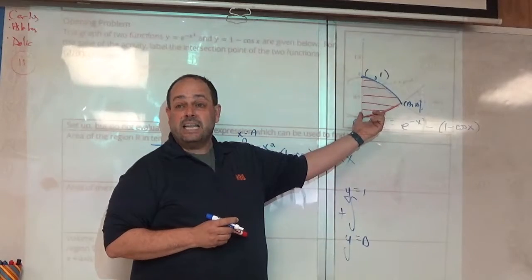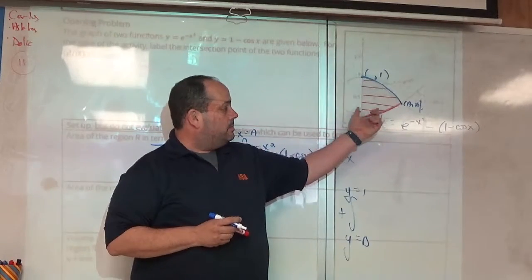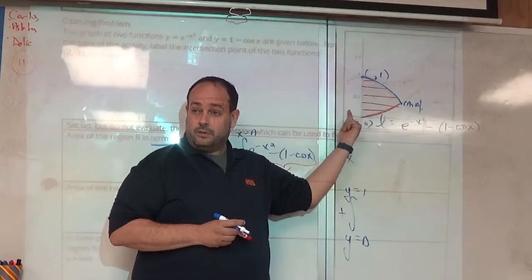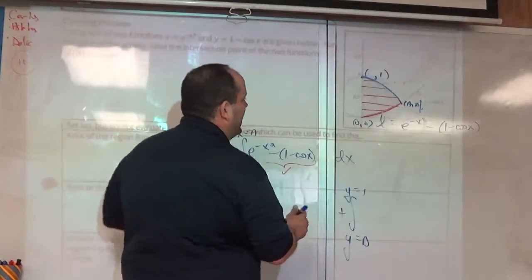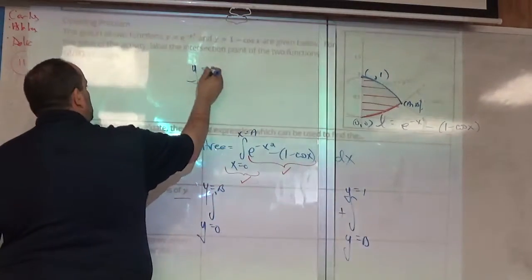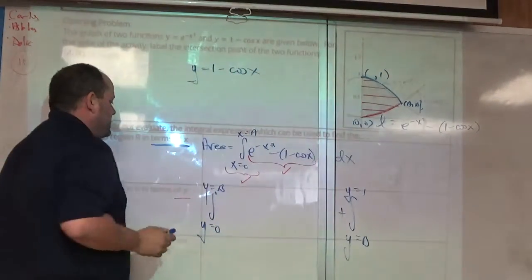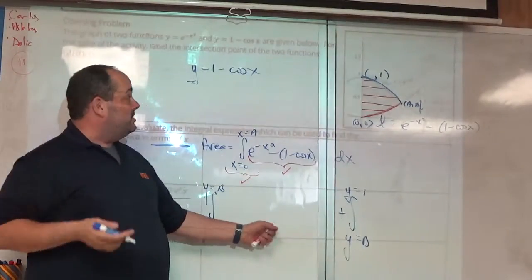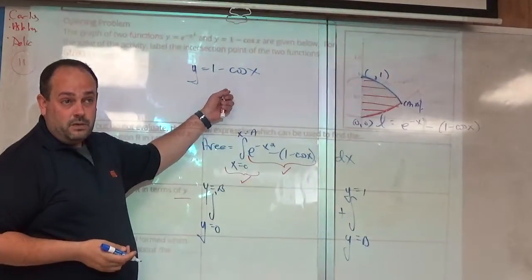How long is that slice? Because we're slicing this way, we're not doing top minus bottom, we're doing right minus left. The problem, though, is the guy on the right, let me write it up here, says 1 minus cosine of x, and I'm doing a dy kind of integral. So the math that you need to do, solve this for x.